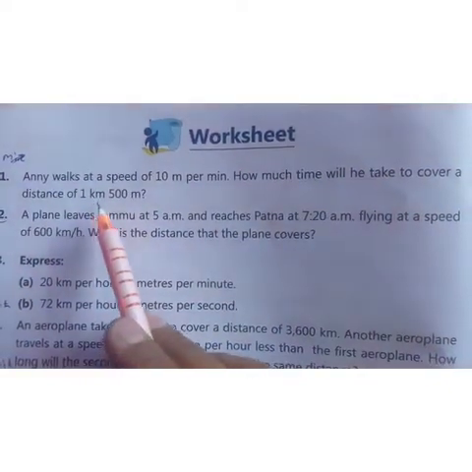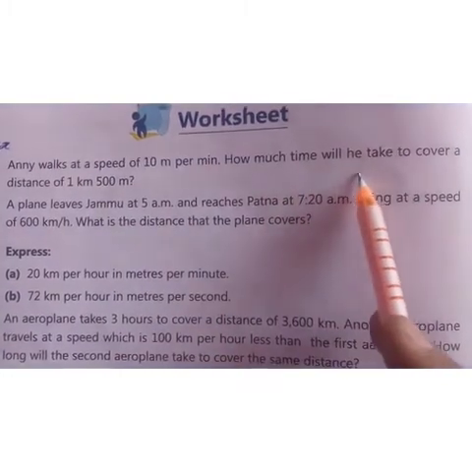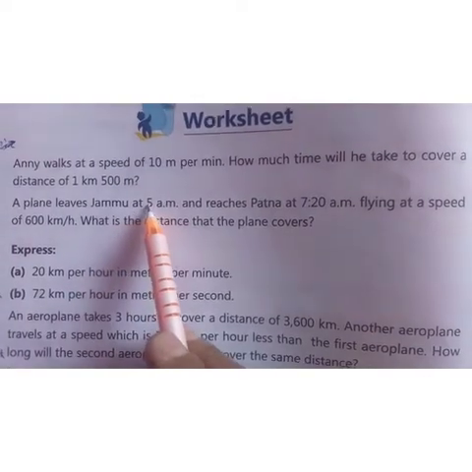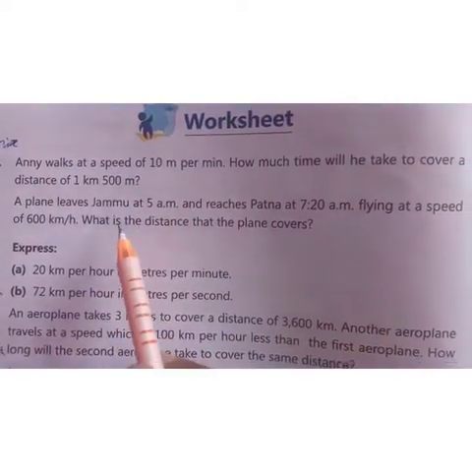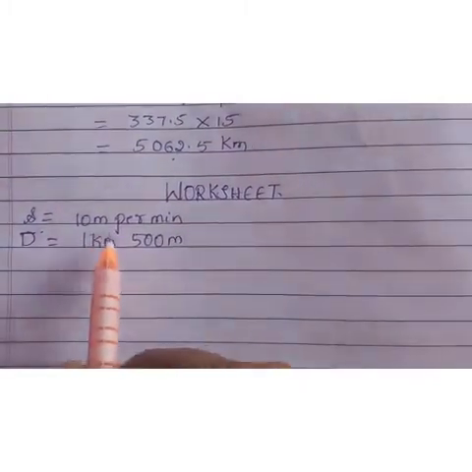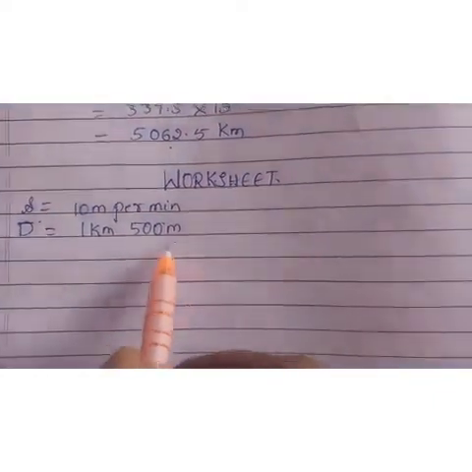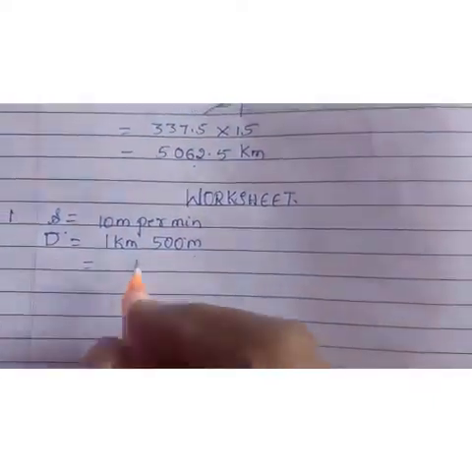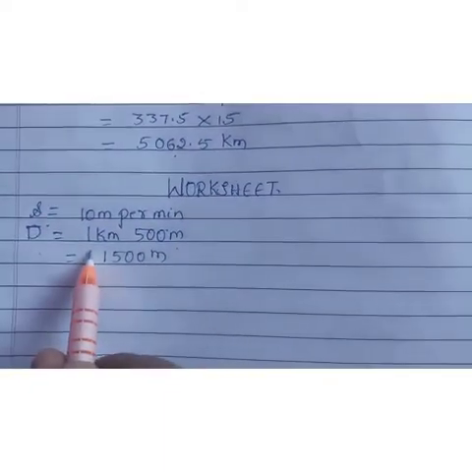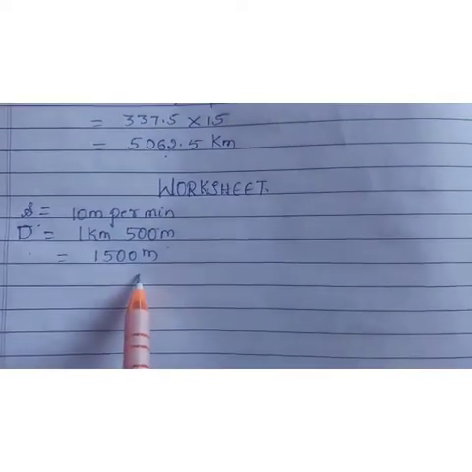Question number 1. Annie walks at a speed of 10 meters per minute. How much time will he take to cover a distance of 1 kilometer 500 meters? So children, first let us write down the statements for the question. Speed is equal to 10 meters per minute, whereas distance is equal to 1 kilometer 500 meters. This we can also write as 1500 meters, because 1 kilometer is equal to 1000 meters, plus 500, we get 1500 meters.